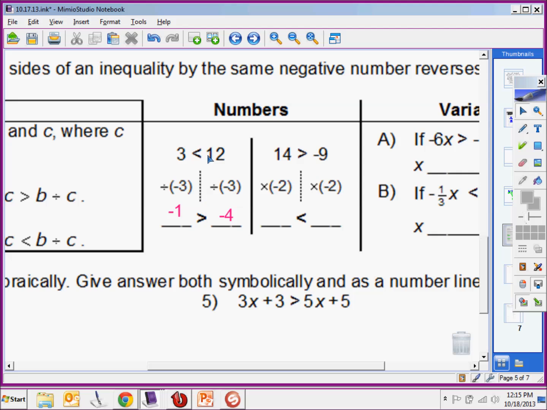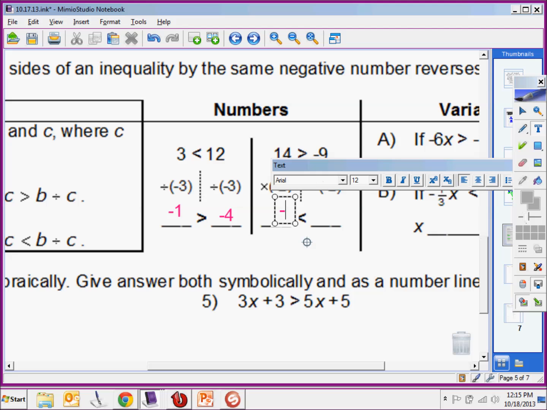Do you see mathematically why they're switching? Yes. Okay, so if I have 14 divided by negative 2, what do I get? -28. They switched to make negative.